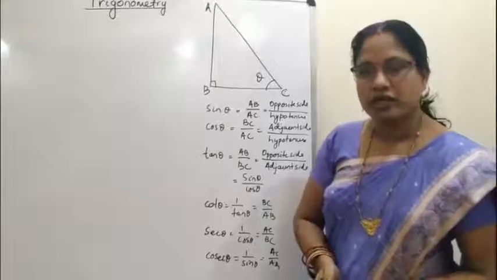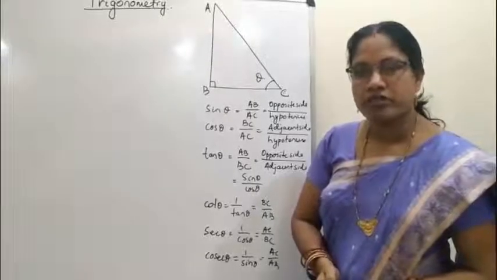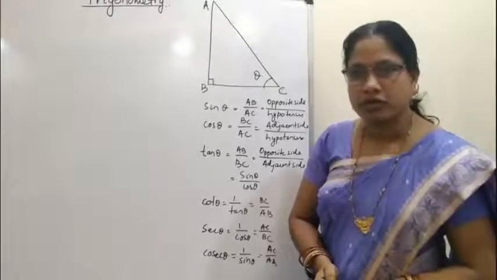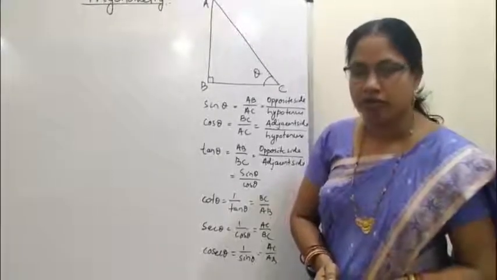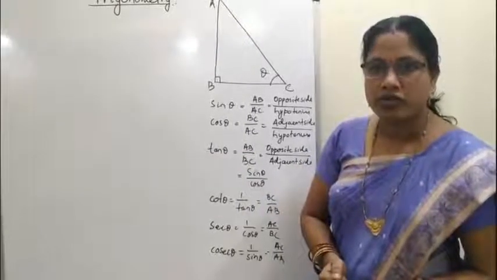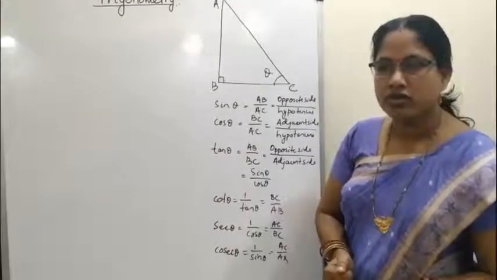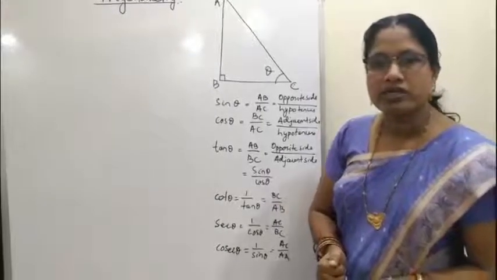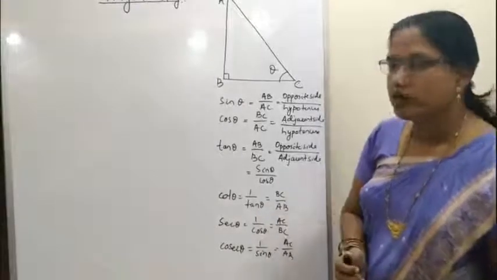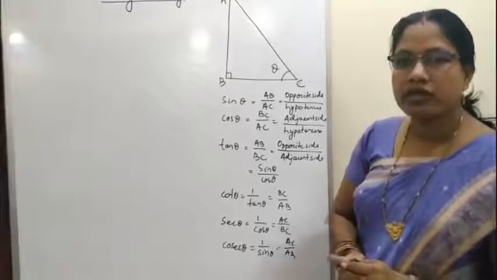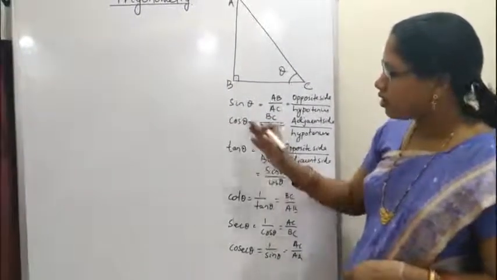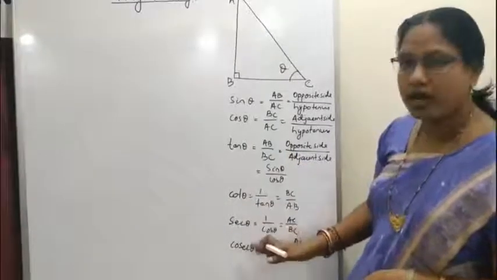Dear students, in our last video, the first part of the chapter trigonometry, we discussed some basic principles or basic concepts of trigonometry, and also the trigonometric ratios. You know there are 6 ratios. Trigonometry is the relationship between the angles and sides of a right triangle. Just to recall, what are the trigonometric ratios? There are 6 ratios: sine, cos, tan, cot, sec and cosec.